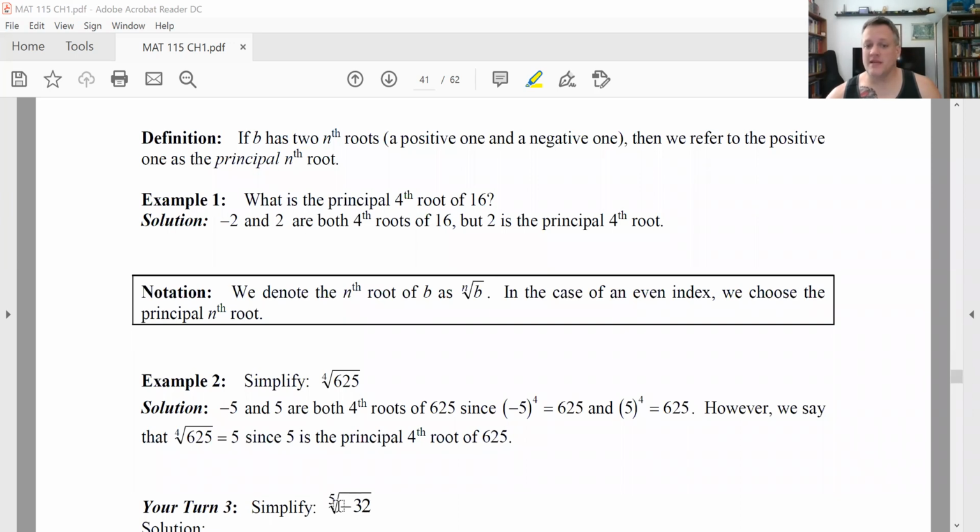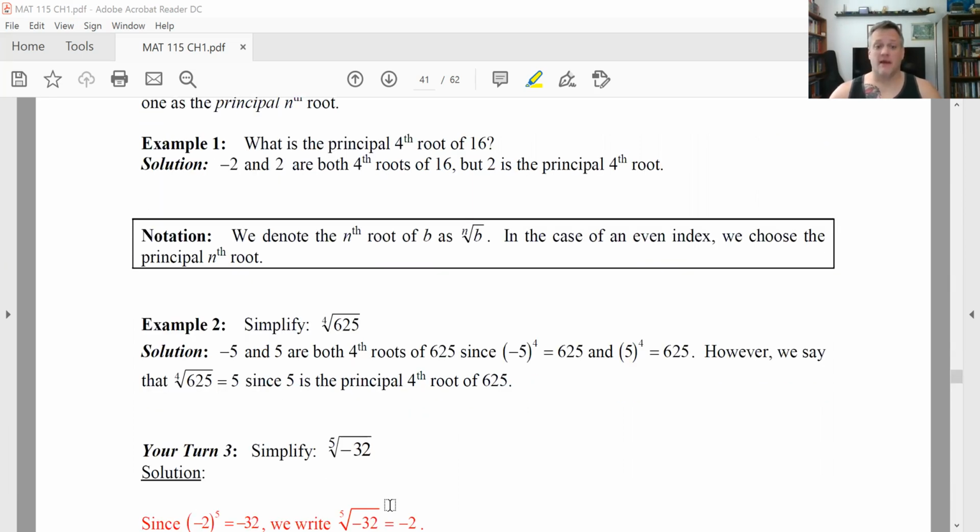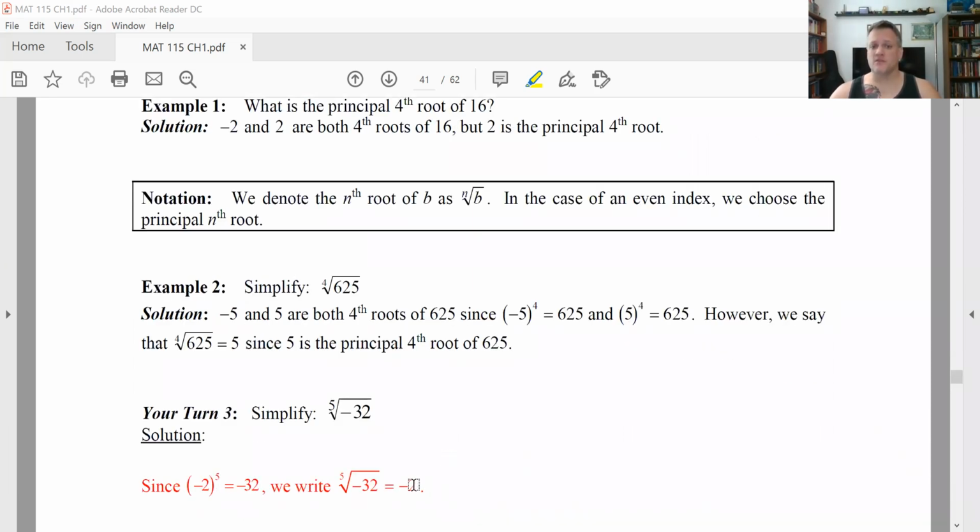If, however, the index is odd, the principal root may not be positive, right? There might not be any number that you can raise to that index and get a positive number out. Like for instance here, the only number you can raise to the fifth power and get -32 back is in fact -2. And so -2 is the fifth root of -32. Don't make the mistake here and get rid of the minus, right? That's part of the actual fifth root.